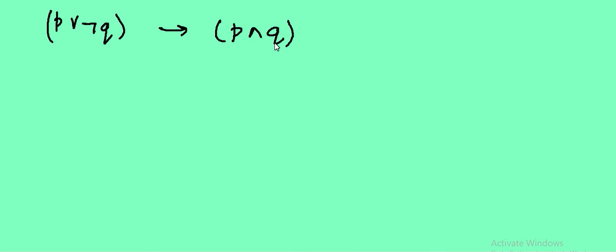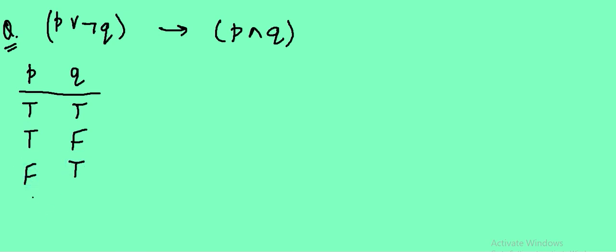So they have asked you to construct the truth table for this statement. For that, you first have to write all the combinations for P and Q. So P is true, likewise, as we have seen in all our logic proofs: true, true, false, false, and Q is true, false, true, false.